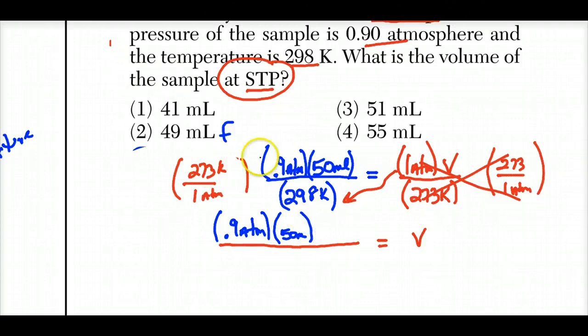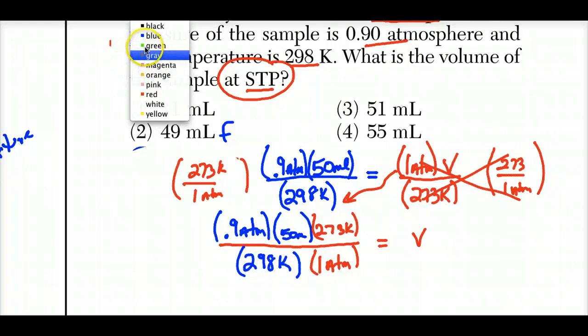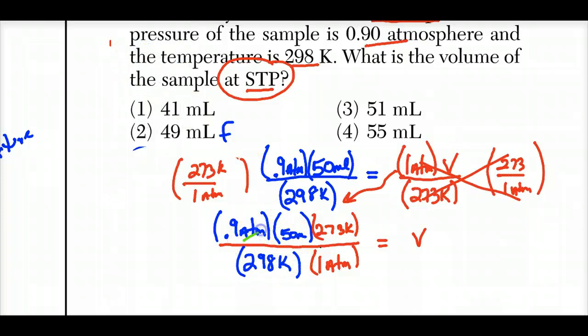Okay, we're going to have 273 Kelvin. And on the bottom, we're going to have 1 ATM with the already 298 that's there. And now we just have to solve. Interesting enough, maybe not that interesting, the atmospheres cancel, the Kelvins cancel, and you're going to be left with milliliters, which is a volume unit.